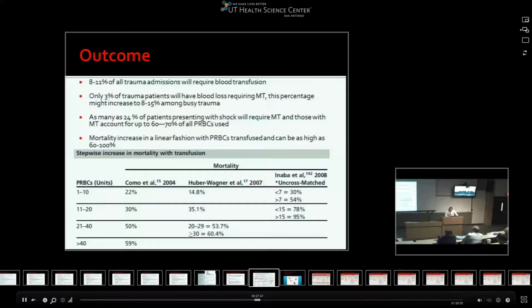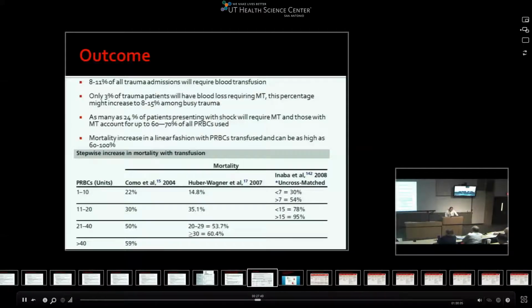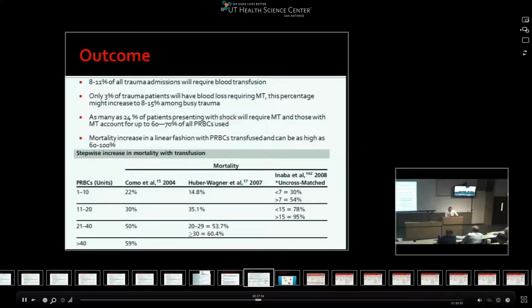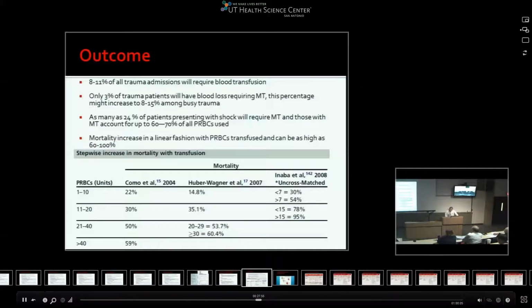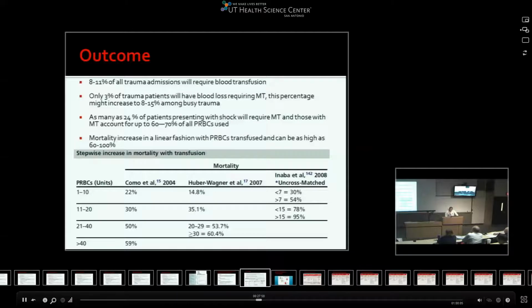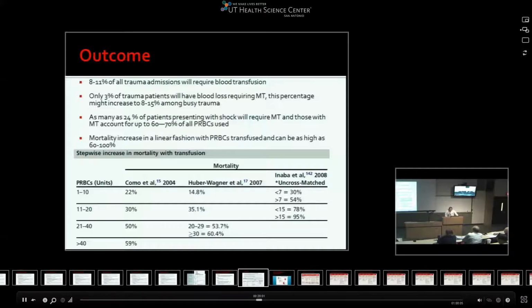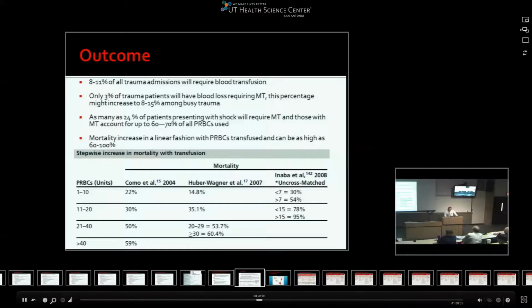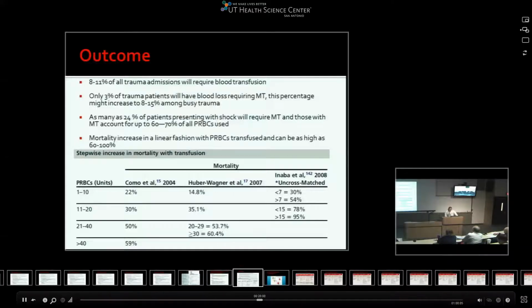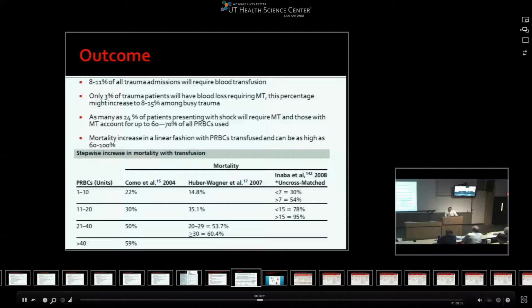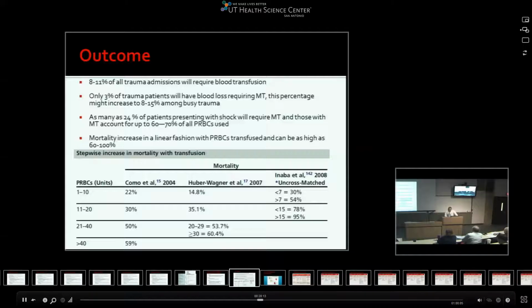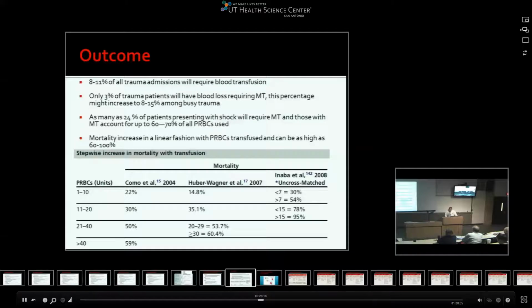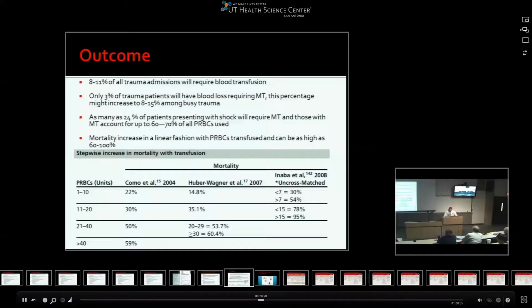Outcome, in general, only 8 to 11% of all trauma admissions will require blood transfusion, and only a minority of all trauma patients will require a massive transfusion protocol, which can be increased in busy trauma centers up to 8 to 15%. As many as 24% of patients presenting with shock will require a massive transfusion, and those with massive transfusion will account for up to 60 to 70% of all RBCs used. Also, it's been shown in the literature that there is an increase in mortality in a linear fashion with RBCs transfused, and it can be as high as 60 to 100%.